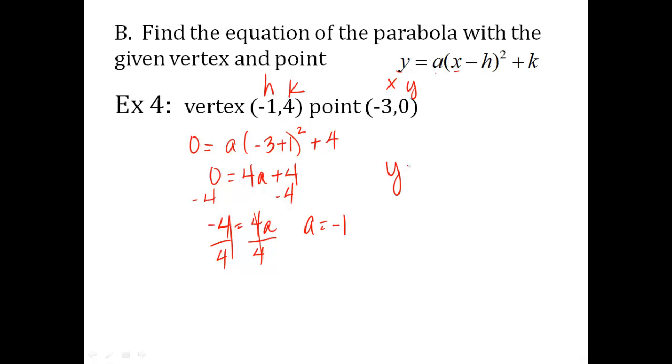Remember that. So y equals negative 1 times x minus whatever h is. So this will be x plus 1 squared plus k. In this case, k is 4. There's my solution, standard form of a parabola.